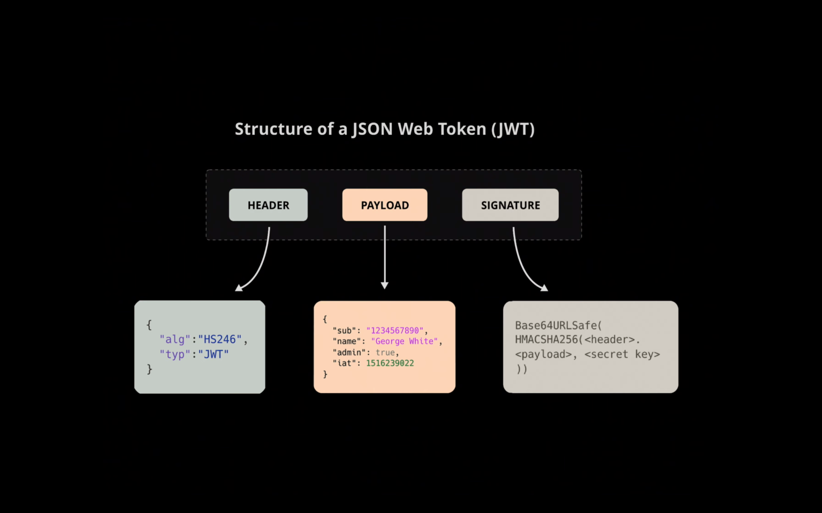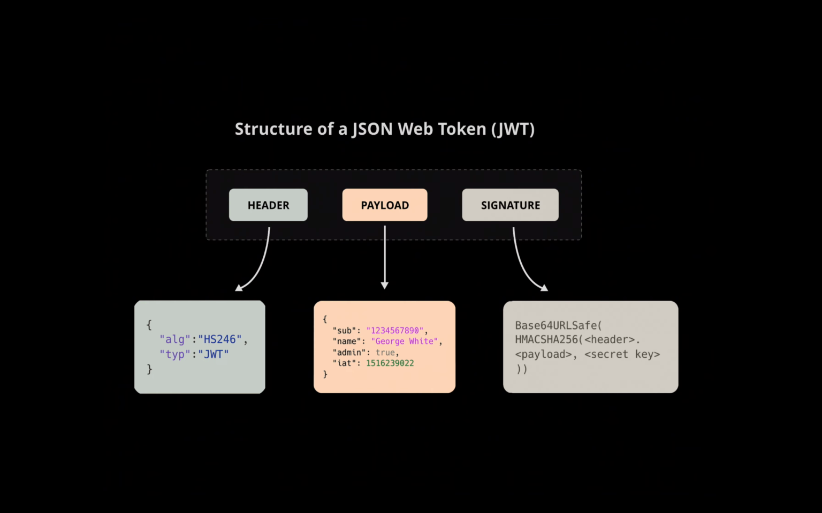Signature: the signature is created by taking the encoded header, the encoded payload, a secret, and the algorithm specified in the header. The signature is used to verify the token's integrity and ensure it hasn't been tampered with. The resulting JWT looks like this, where the first part is the header, the second part is the payload, and the third part is the signature.